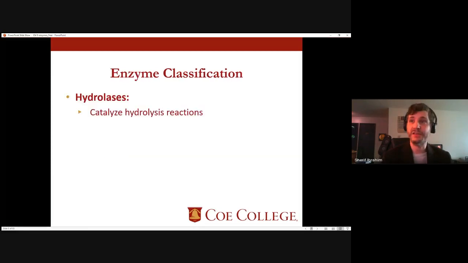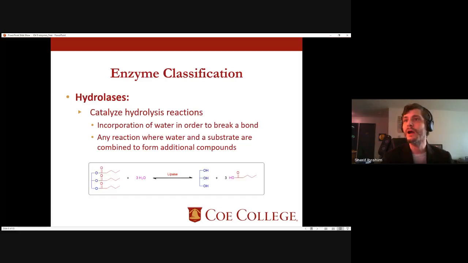Hydrolases, like I said, catalyze hydrolysis reactions. Water is going to be incorporated into the product in some sense, but if this is in a body, there's going to be water all around, so that's not usually a concern for the enzyme. Here I've got an example of a lipase, where I've got a very, very short triglyceride on the left, 3 molecules of water, and the lipase is catalyzing the hydrolysis of that reaction into glycerol and 3 fatty acids.